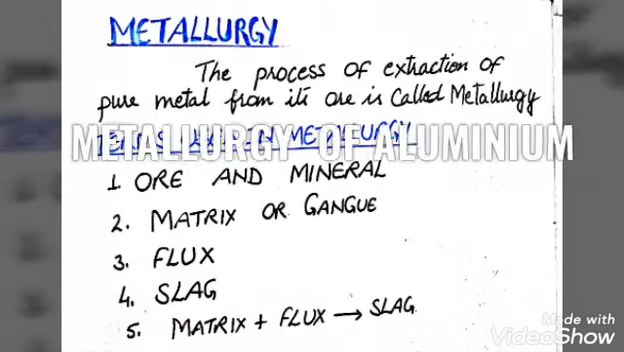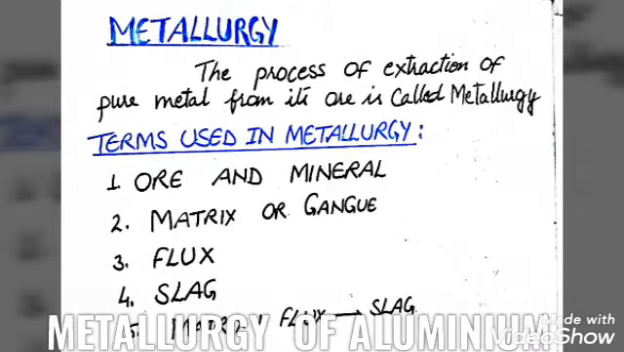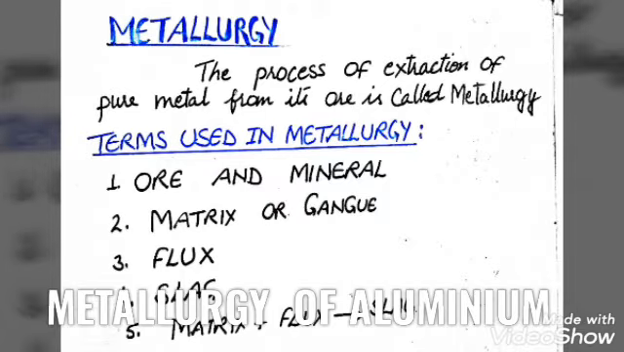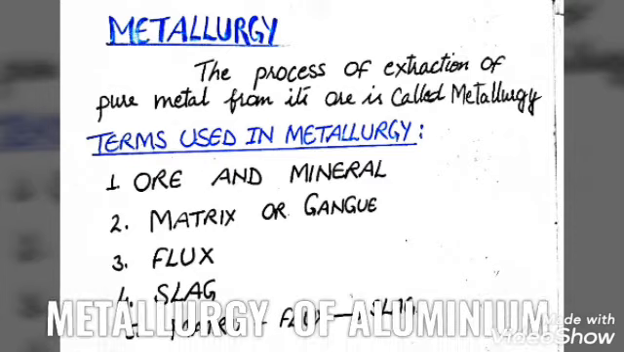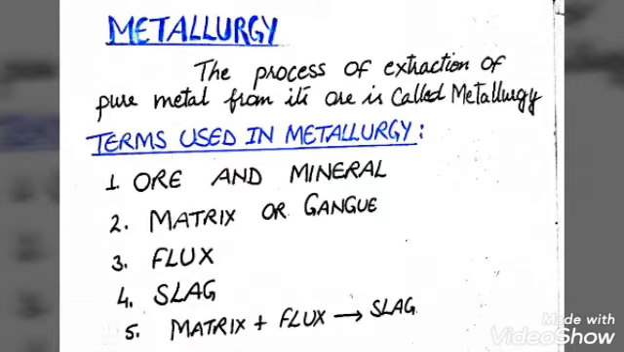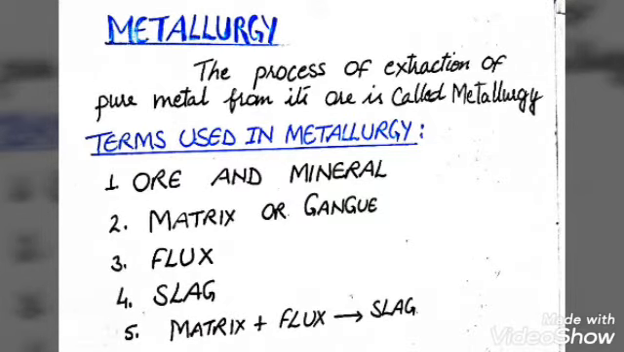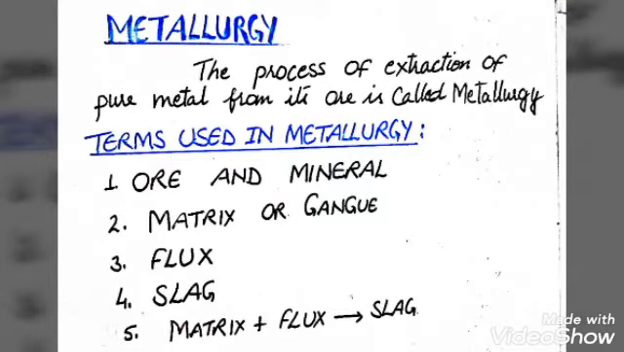Metallurgy: the entire process involved in the extraction of pure metal from its ore is called metallurgy. Terms used in metallurgy: ore and mineral. These are the naturally occurring forms of metals from which metal can be extracted.